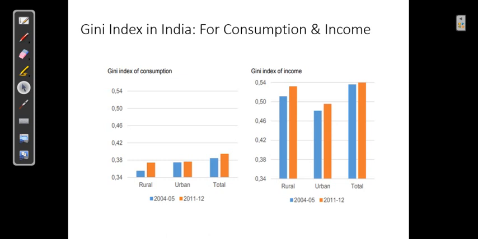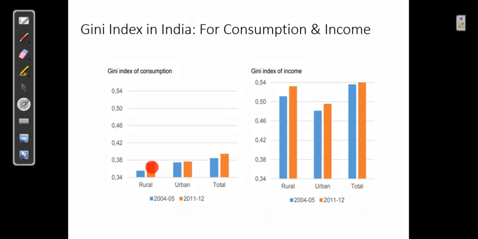So I have taken two charts, basically bar graphs, which are explaining the situation of inequality in consumption and income. The advantage of Gini index is that it can help you to give an idea about the inequality situation in any context. You can use it for consumption, income, or any other variable also. Let me show you how we can interpret Gini index for India for the years 2004 and 2011-12.